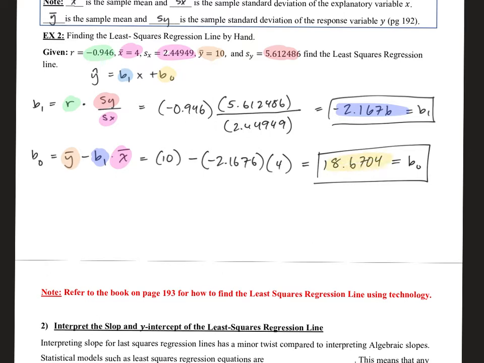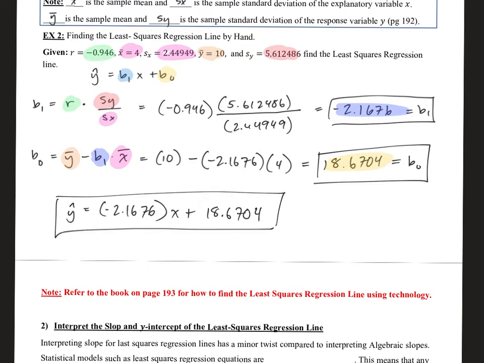So we have our b sub 1 and our b sub 0. Let's go ahead and plug them into our equation. So y hat equals b sub 1, which was negative 2.1676, times x, plus b sub 0, which is 18.6704. And there we go, we have found the least squares regression line, given the data.